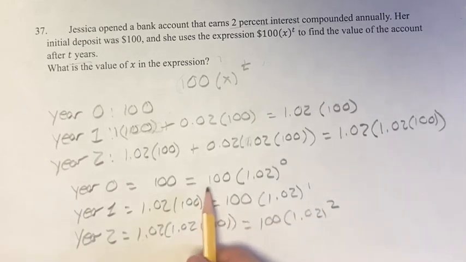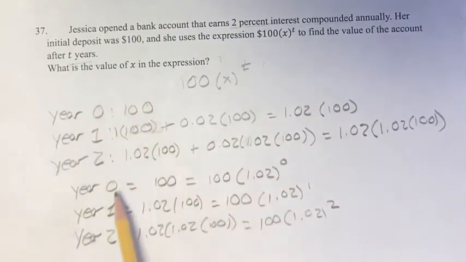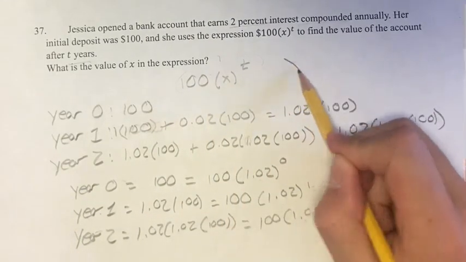And so this is looking very similar to this formula up here, where t is correlating with the year, and x is this value right here, which is 1.02, which is going to be your final answer.